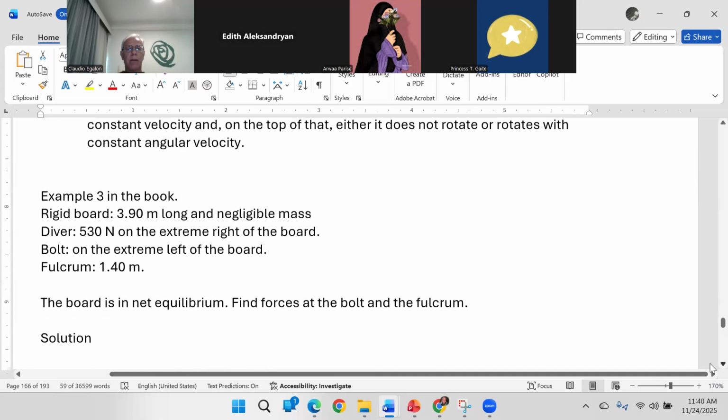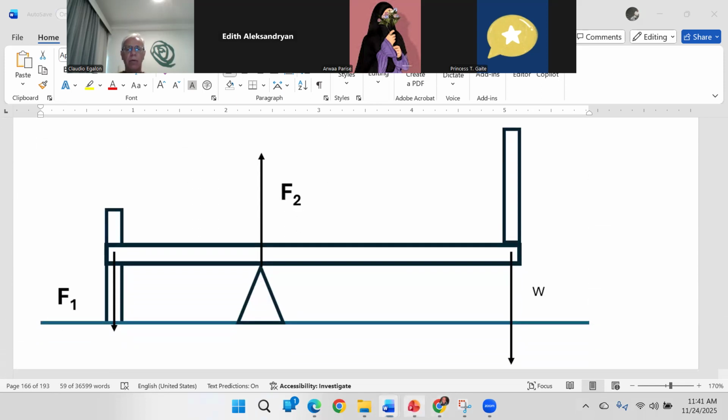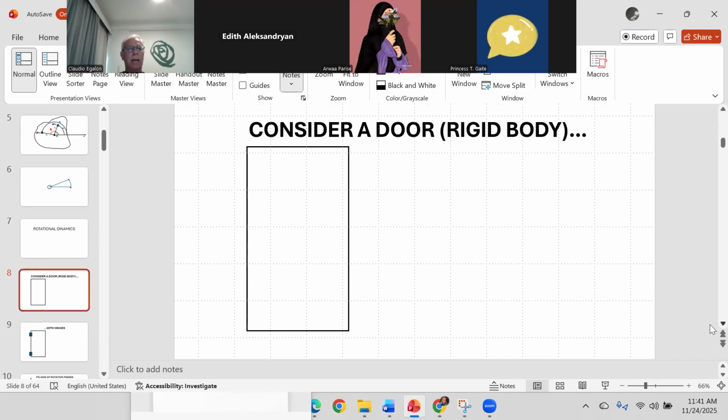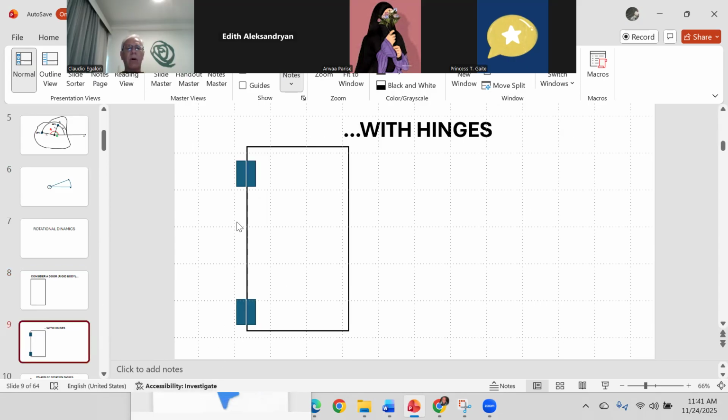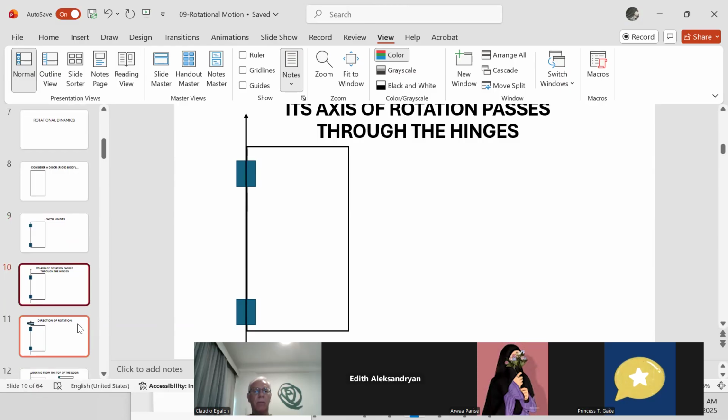And here you go. There is an illustration right in here. I want to show you this one here. Suppose that you have a door. A door is a rigid body. And this door has an axis of rotation that's placed exactly where the hinges are located. Consequently, the axis of rotation passes right through the hinges. Here's the axis of rotation.